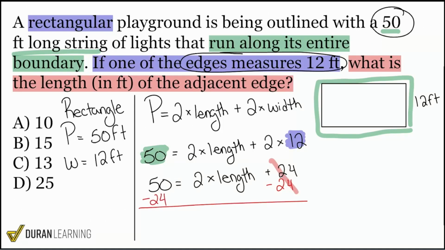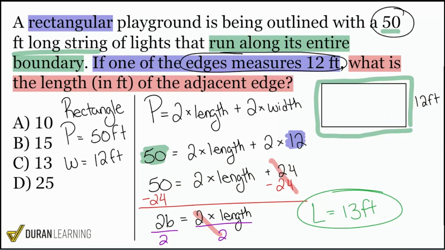And we have 50 minus 24. Everybody, 50 minus 24 off the top of your head is what? 26, correct. So we have 26 equals 2 times the length. And now the last thing we have to do is divide both sides by 2. Boom. Once we divide both sides by 2, that's going to give us the length equals what? Yeah, 13. There's our answer, 13. 13 feet. Oh yeah, everybody. And the correct answer here is C.